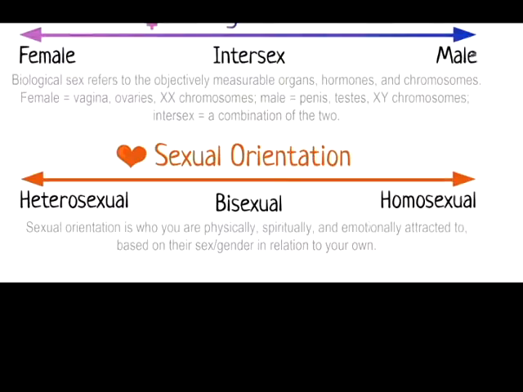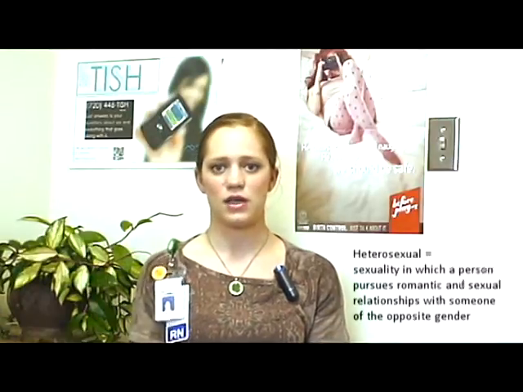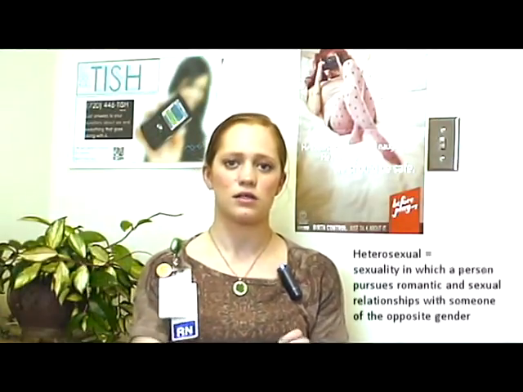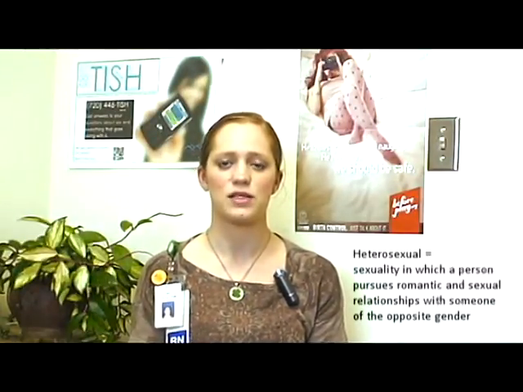And so the last one on this graphic is the heart, which is orientation. What that refers to is who you are romantically or emotionally or sexually attracted to. For some people, they prefer those who have the opposite biological sex, opposite gender, opposite presentation of themselves, and that's called heterosexual. They're on the opposite ends of the spectrum as to who they are attracted to and what they present as.